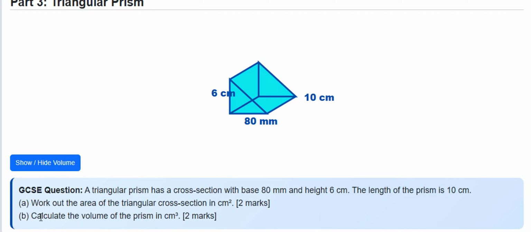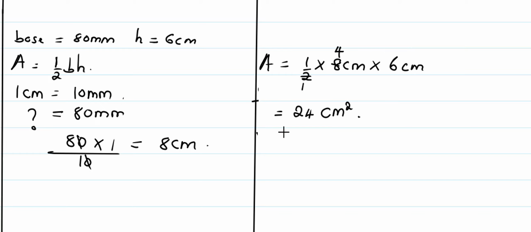But then we are told, calculate the volume of the prism in centimeter cubed, and we know the length of the prism is 10 centimeters. So let me put the length of the prism here, L. You already know it's 10 centimeters, like that. And then we said volume V of any prism is given by the cross-sectional area, let me just call it C here, cross-sectional area multiplied by the length of that prism.